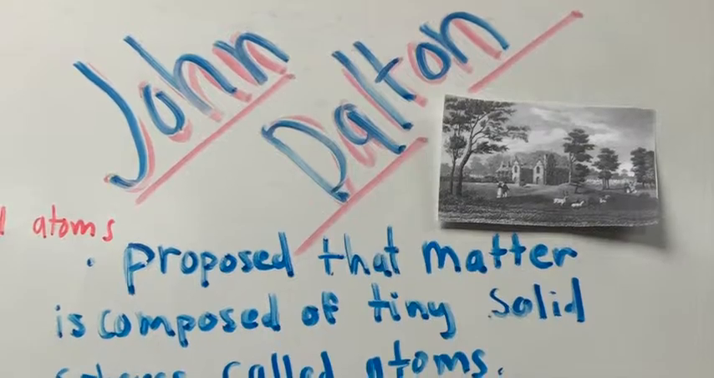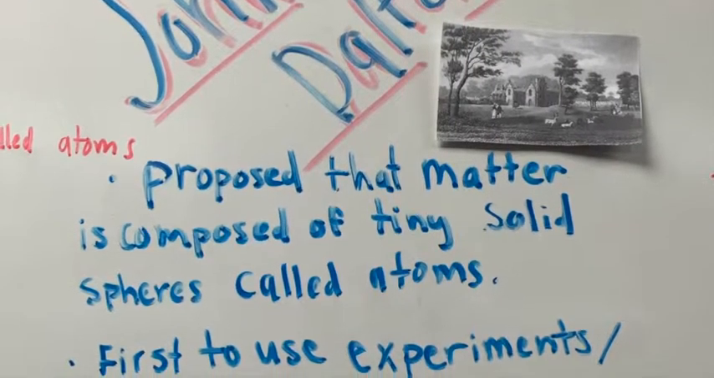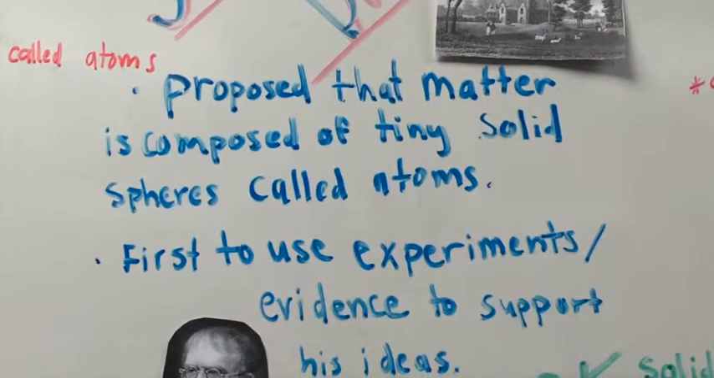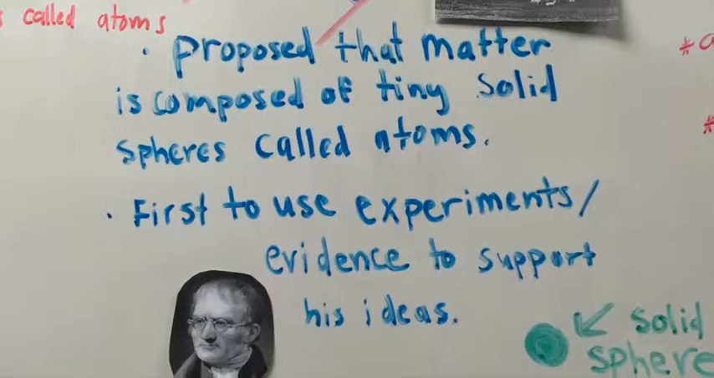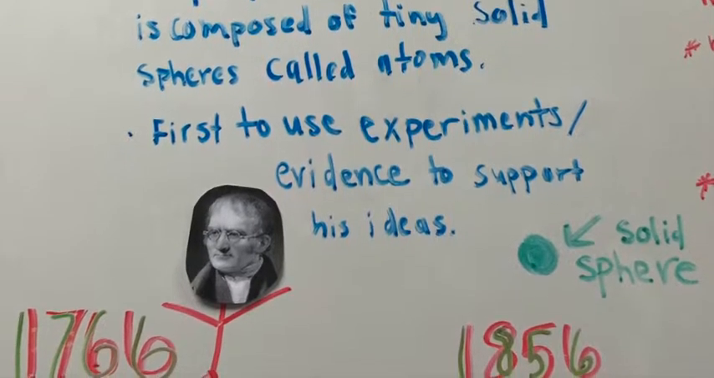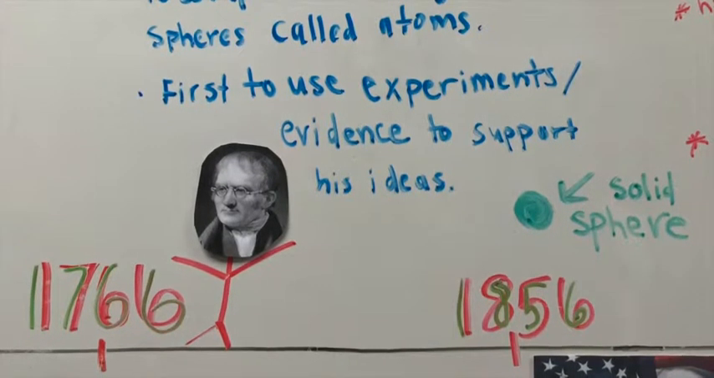In Eaglesfield, England, scientist John Dalton was born in 1766. He proposed that matter is composed of tiny solid spheres called atoms. His atomic theory stated that atoms of one type of element are identical in size, mass, etc., but differ from atoms of a different element. Also, that atoms could not be subdivided or destroyed. Dalton was first to use evidence to support his ideas, since he conducted an experiment using mixtures of gases.